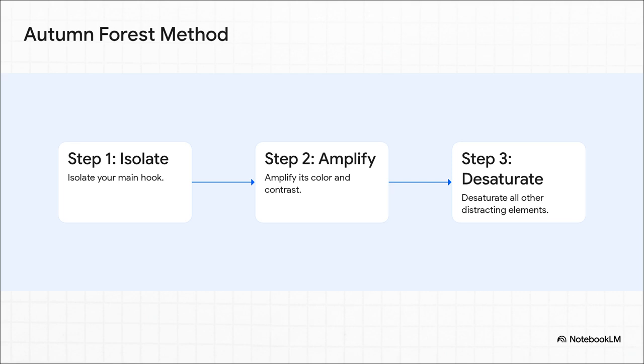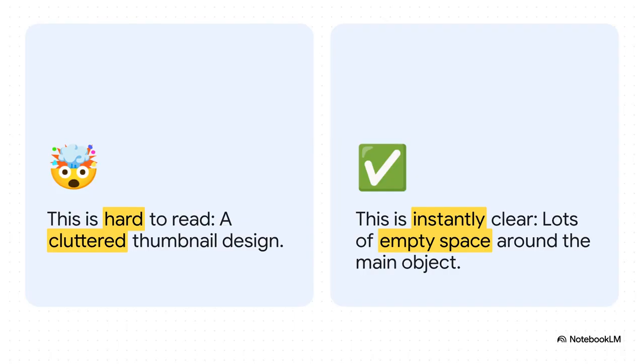You make your hook, your main object, that one red leaf by cranking up its color and contrast while dialing everything else back. And trick number 4, the last piece of the composition puzzle, is just space. I mean, just look at the difference here. The design on the left is a headache. Your brain has to work just to figure out what's going on. But the one on the right, it uses all that empty space, and you get it instantly.